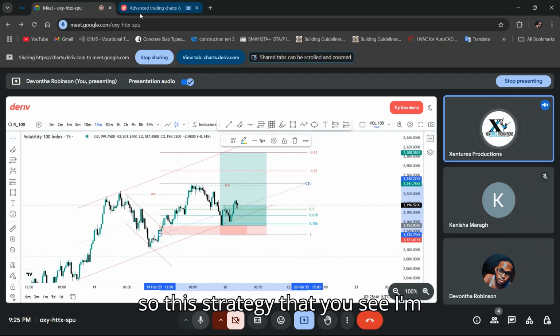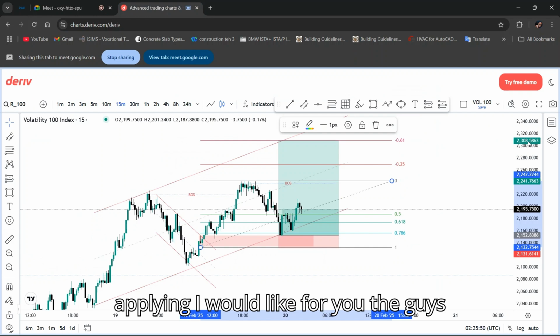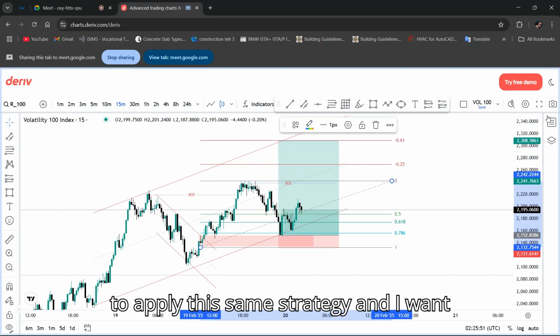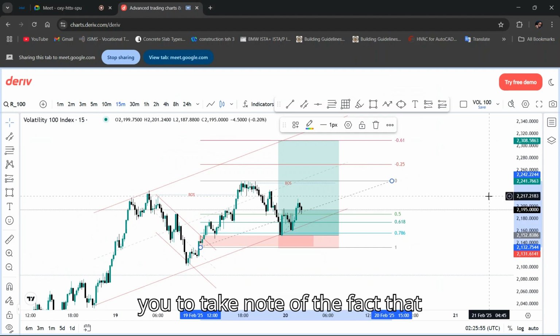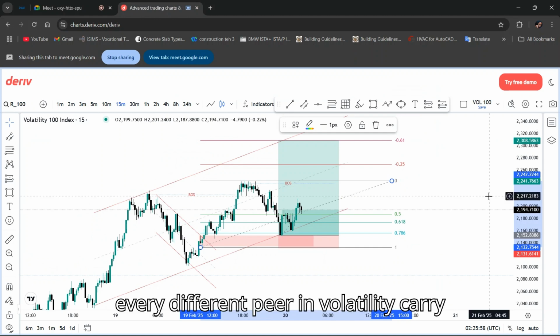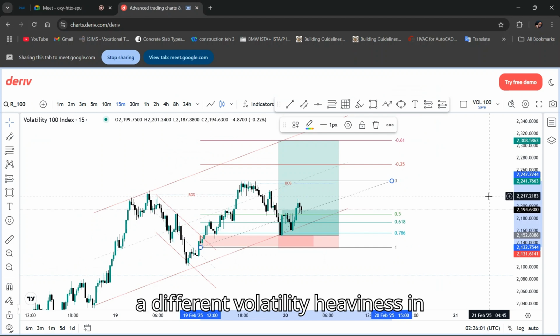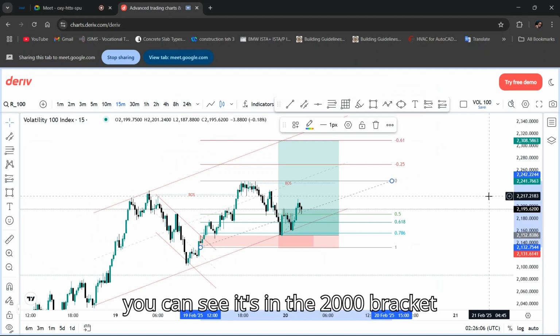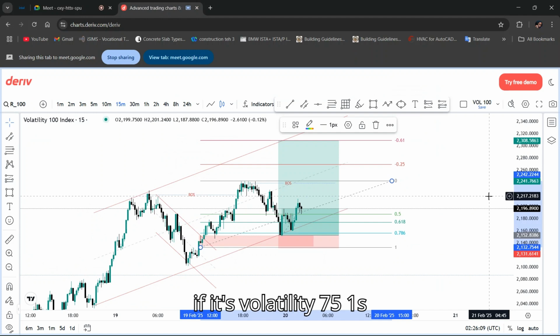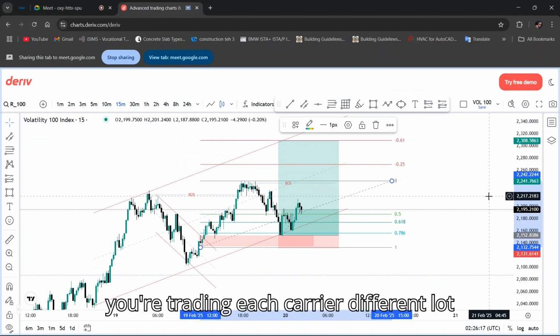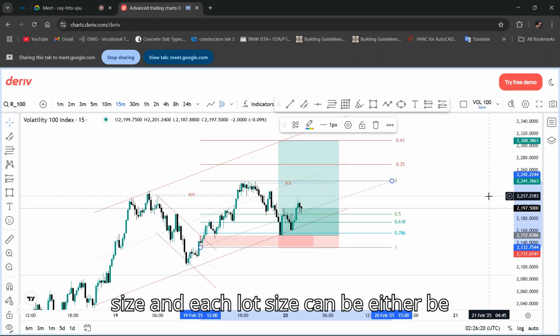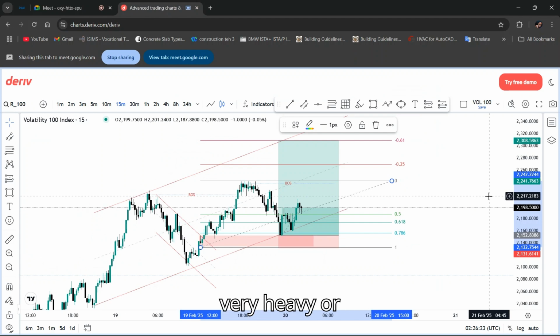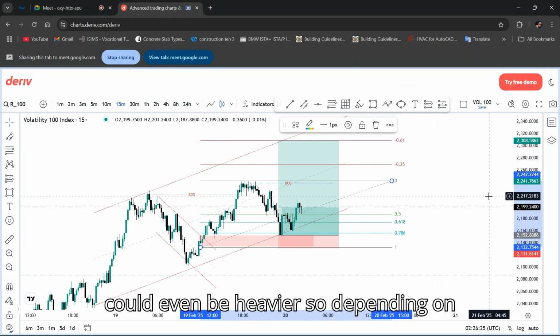So this strategy that you see I'm applying, I would like for you guys to apply this same strategy. And I want you to take note of the fact that every different pair in volatilities carries a different volatility heaviness in price. So volatility 100 here, you can see it's in the 2000 bracket. If it's volatility 75 1S or 75, it's in the 85,000 bracket. So depending on the pair you're trading, each carries a different lot size, and each lot size can be very heavy or could even be heavier.